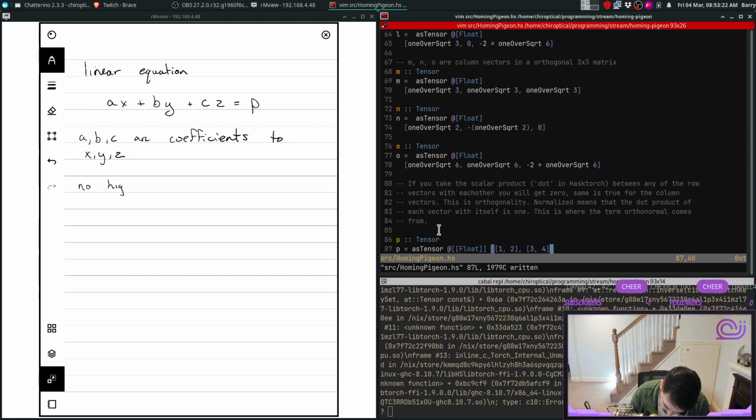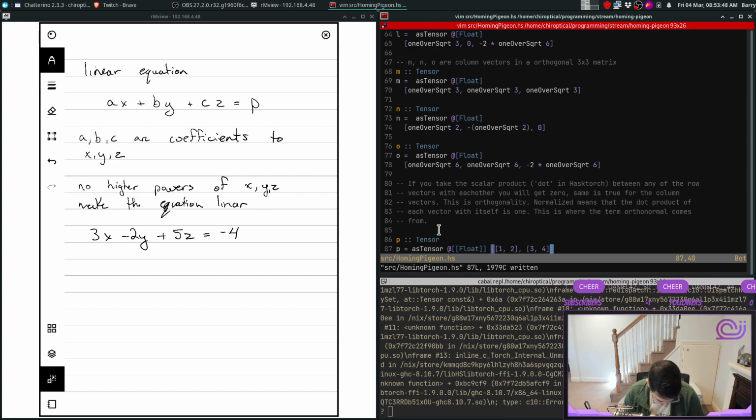No higher powers of x, y, z make the equation linear. Not surprising. So here's an example: 3x minus 2y plus 5z equals minus 4. A solution to this equation is any triple of numbers x, y, and z for which the equation is satisfied.